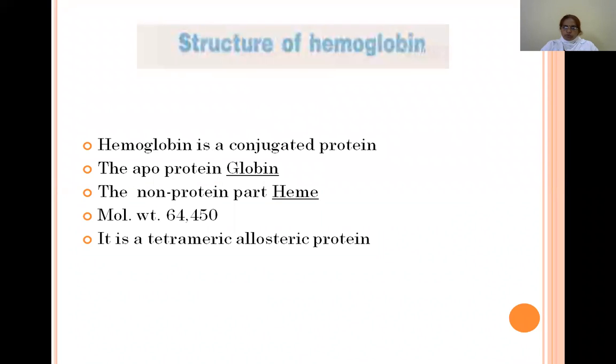Now, the structure of hemoglobin. Hemoglobin is a conjugated protein. The name itself indicates heme plus globin. It consists of two parts: the globin part, which is the protein part, and the heme part, which is the non-protein part. Hence hemoglobin is a conjugated protein. The molecular weight of hemoglobin is 64,450 and it is a tetrameric allosteric protein.